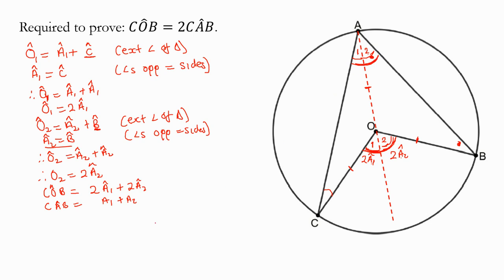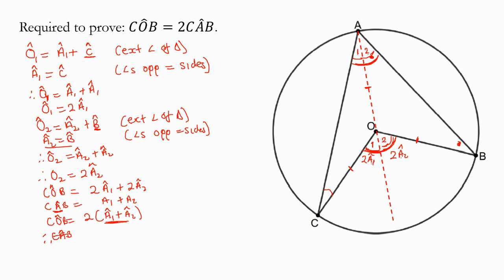Okay, so now we can clearly see that therefore angle COB, let me write again here, angle COB is equal to 2 times, let me factor out 2 here, 2 times angle A1 plus angle A2. We factored out 2 here. So here if you check, this is equal to angle CAB. So, yeah, it should be C, sorry, angle CAB.